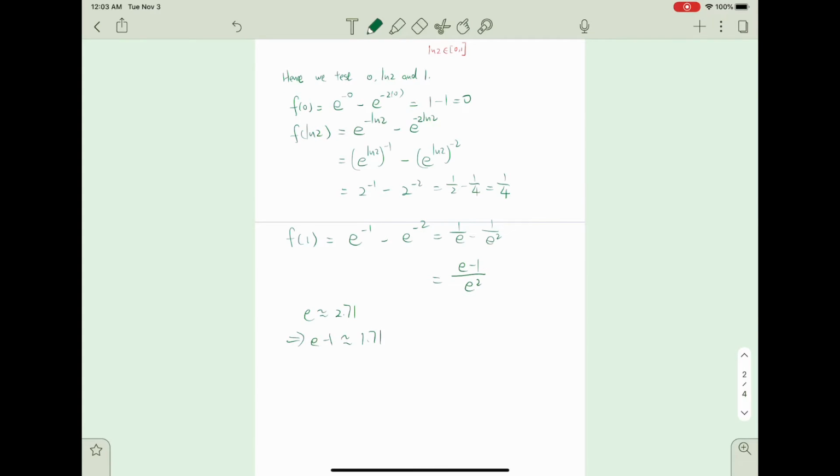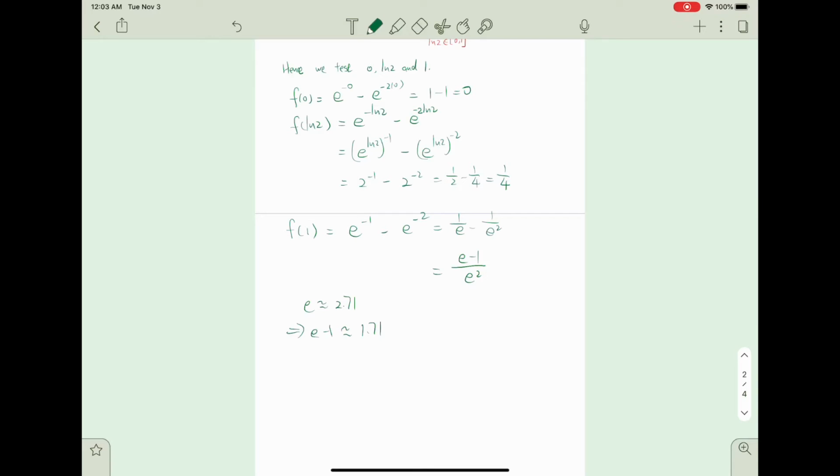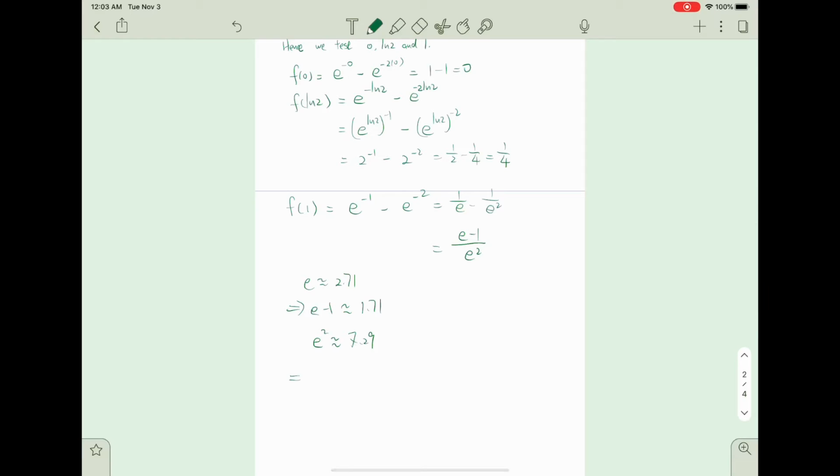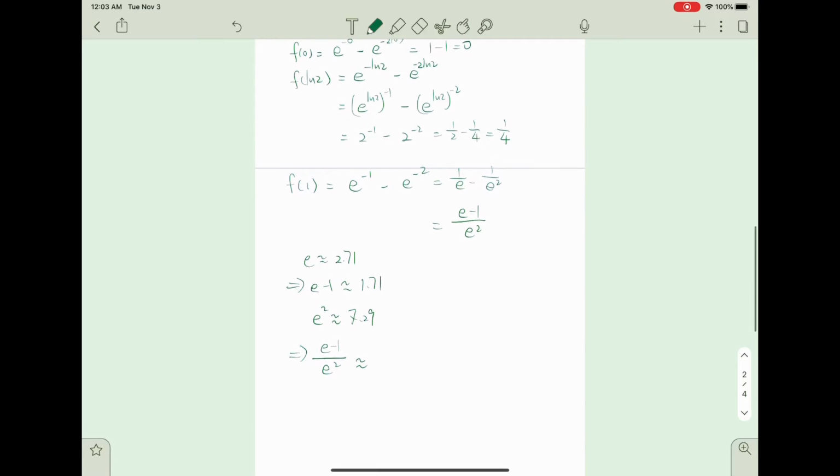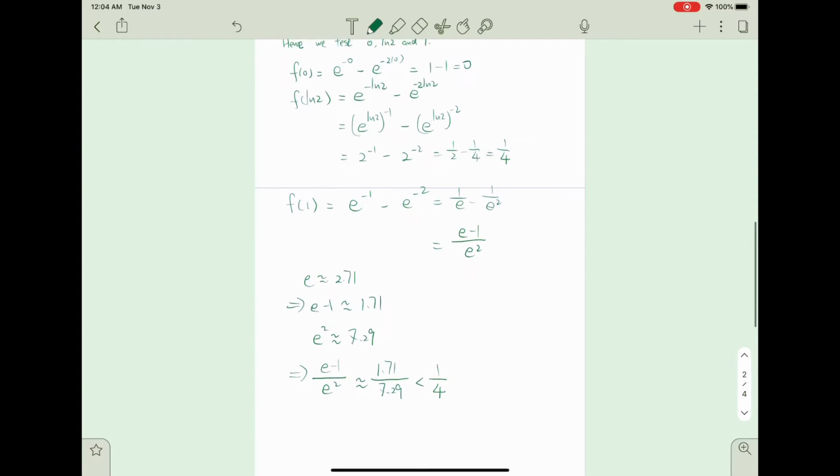So let's write that out. e squared is approximately 7.29, right? So if we do this kind of division, that is approximately 1.7 over 7.29, which is less than 1/4, you can see. Right? So we don't care what this value exactly is, as long as we know that it's less than 1/4.